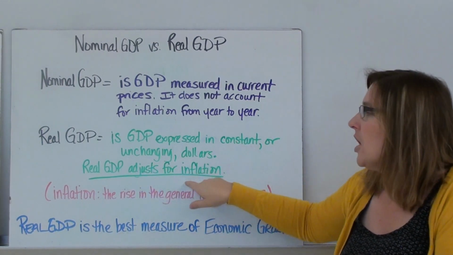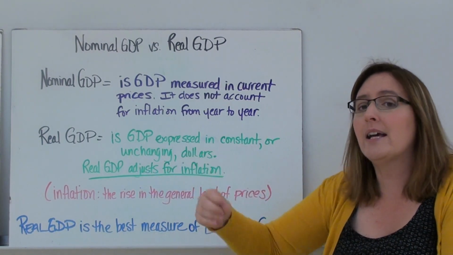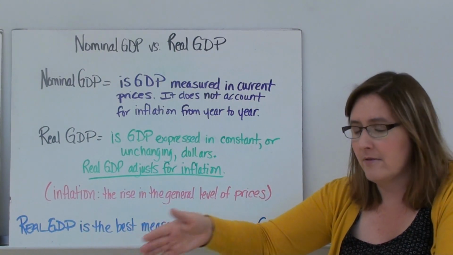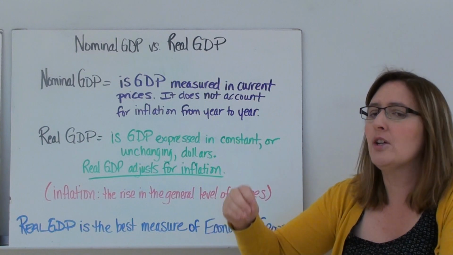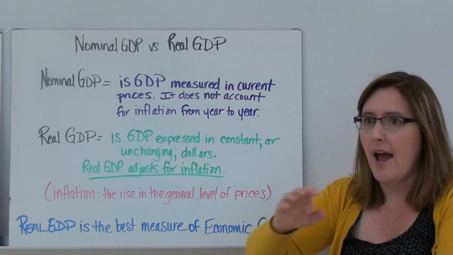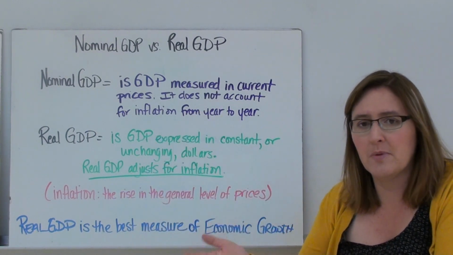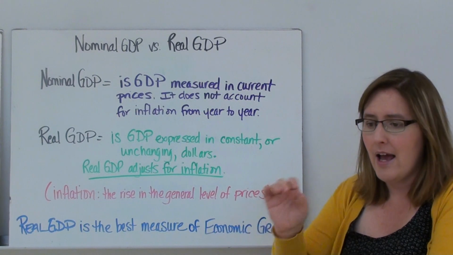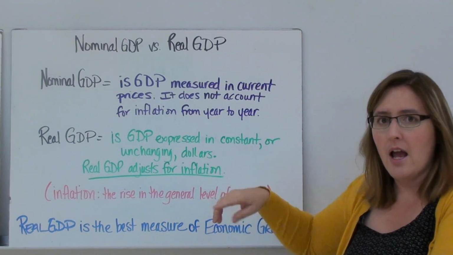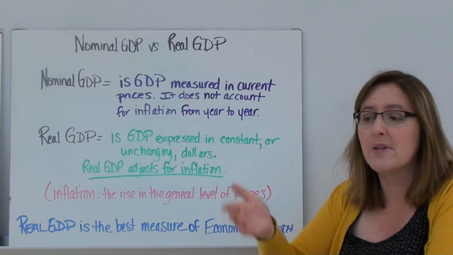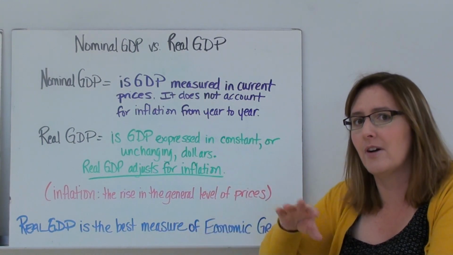So that's why we have real GDP, which shows us GDP expressed in constant dollars. Real GDP adjusts for inflation. So we pick a year and say, we're going to use a base year's prices. Let's just use 2015. And we'll compare every year's GDP to 2015 prices. And that way all the prices are constant, and we can really tell whether more or less was produced because we're using the same prices for every single year.